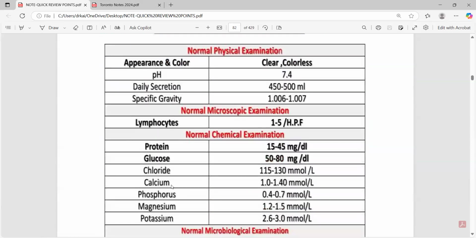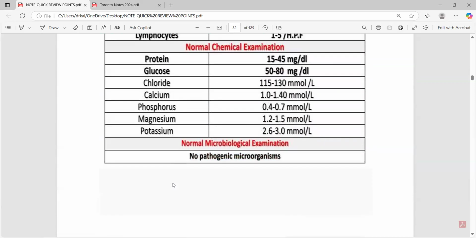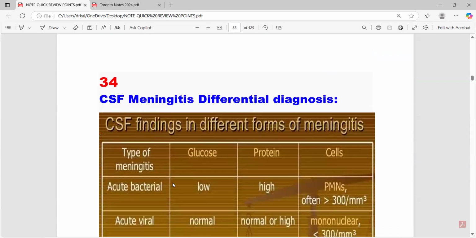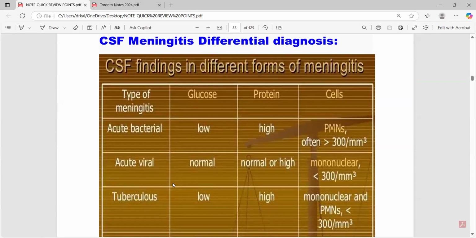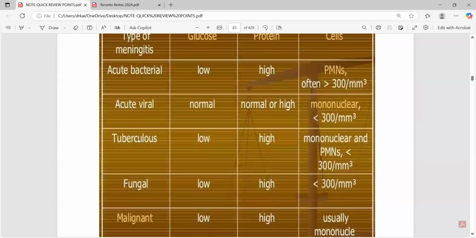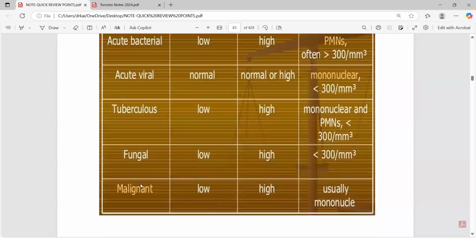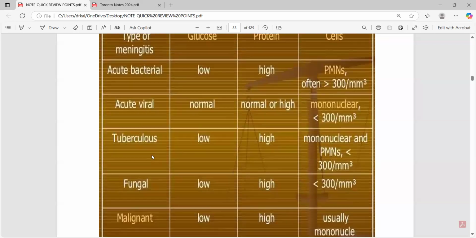Now for your idea, how does the normal CSF look like? And what are the CSF findings of the different types of meningitis? As you can see, in acute bacterial, acute viral, tuberculosis, fungal, and malignant, don't forget about these two as well. Glucose in the bacterial, as you can see, everything is low except for the viral, where the glucose is normal. Protein in everything is high except for the viral one. So you can always keep in your head that viral is always different.